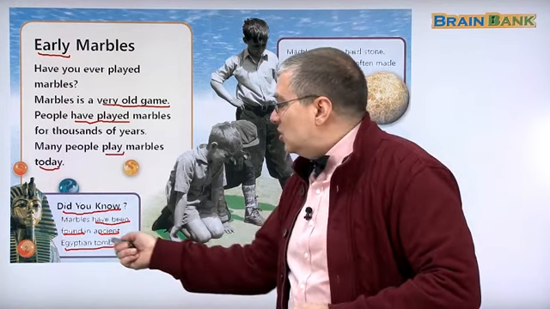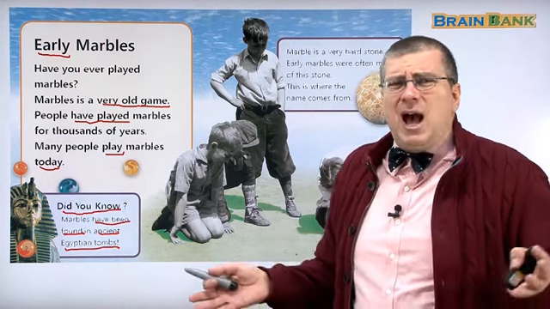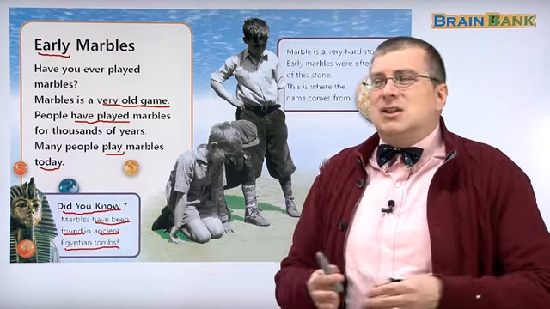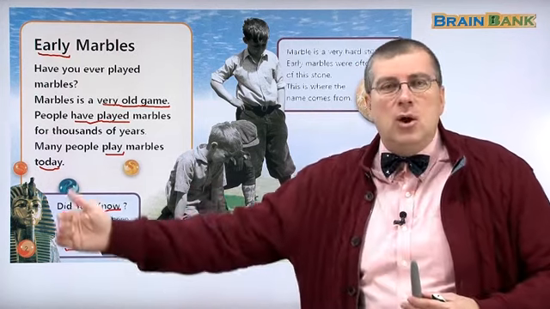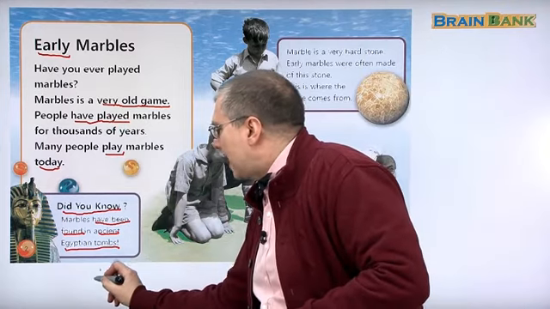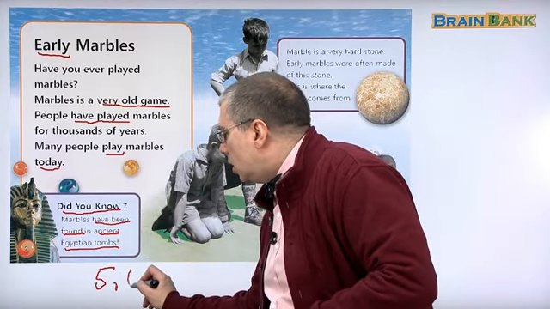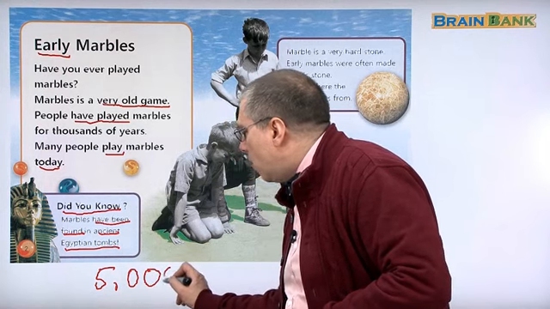Now, ancient Egyptian, how long ago is that? That's going back 5,000 years. So that's going back a long, long time. One more zero.